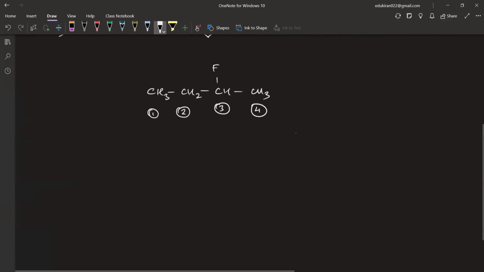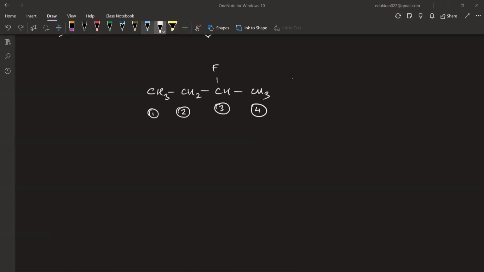Okay. Now, what do you think? Where should be our focus on this molecule? Tell me, on which carbon should we focus? 1, 2, 3, or 4? I hope everyone will agree, right? The third carbon is something that we should focus on. Yes. That means the third carbon is having a fluorine group which is different than hydrogen and carbon.